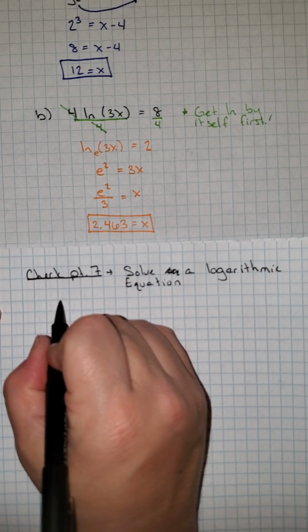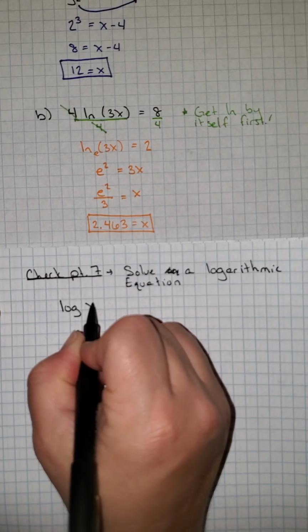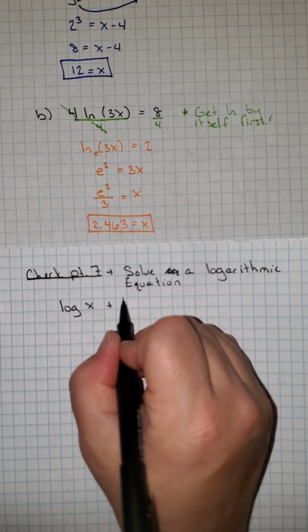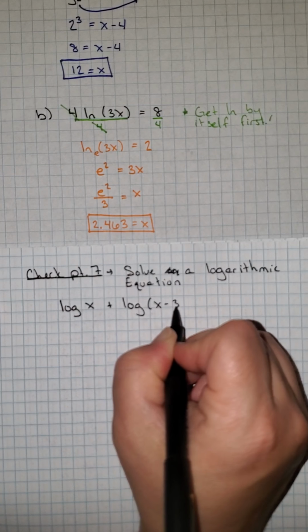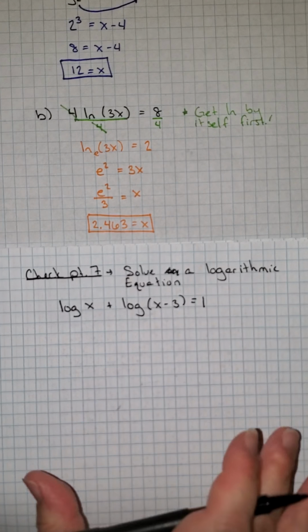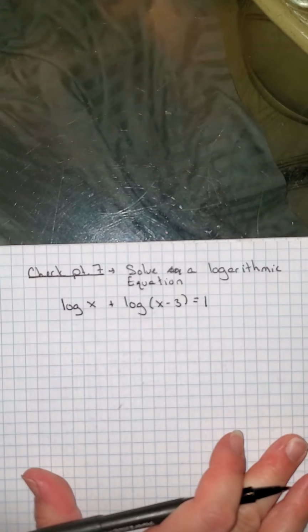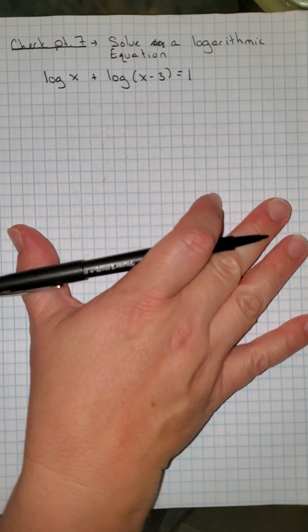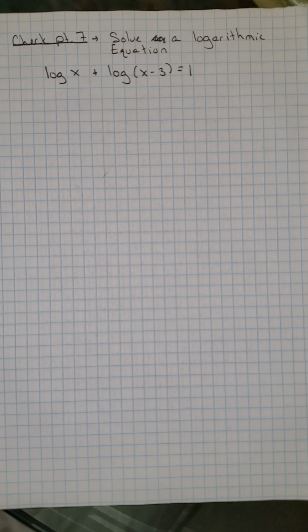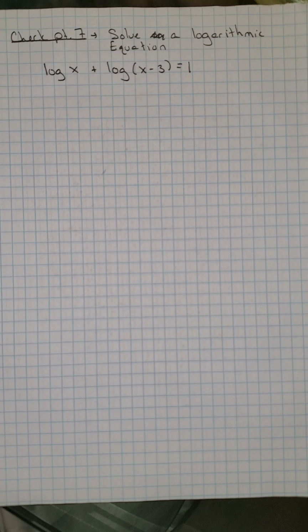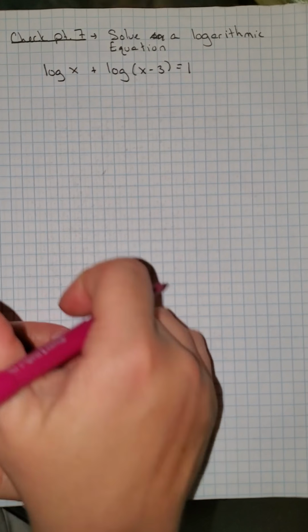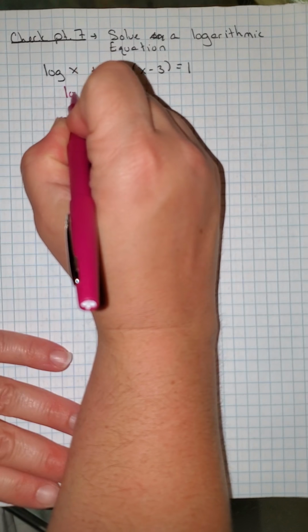We have log of x, so that means it's base 10, plus the log of x minus 3 equals 1. So we have 2 logs on one side, but there's not a log on the other side. So just the 2 on the one side. We can put those together. So 2 logs with a plus becomes multiplication.